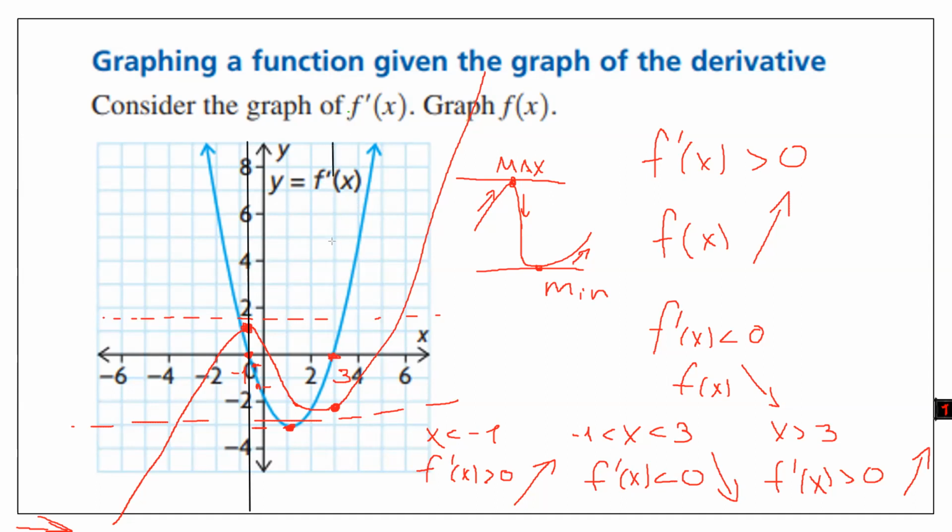Here in another point, three, my function does it again. My derivative does it again. So when my derivative changes sign, it means that my initial function changed direction. So it reached its local minimum or local maximum. So this point would be a local maximum for my initial function. This point would be a local minimum. Again, these two points, x equals minus one and x equals three, are points where my derivative changes sign.